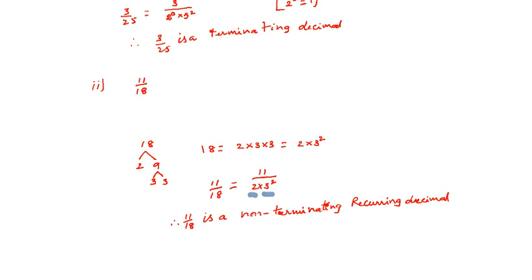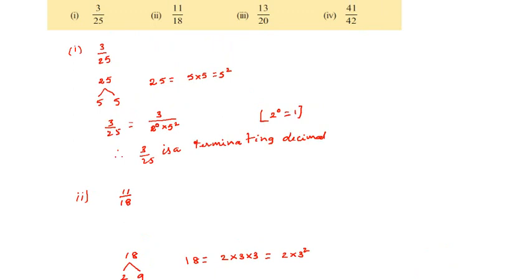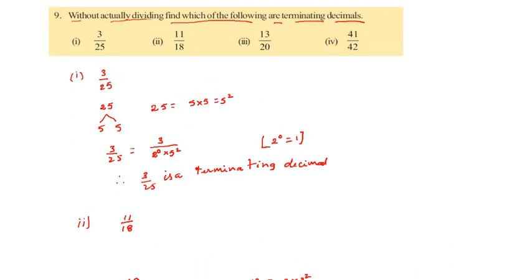In this manner, you may do the remaining 3 problems. Only there are 2, 13 by 20 and 41 by 42. You may do these 2 at your home. These 2 are homework. I think you may understand. You may do the homework properly at your home. Okay. Thank you.